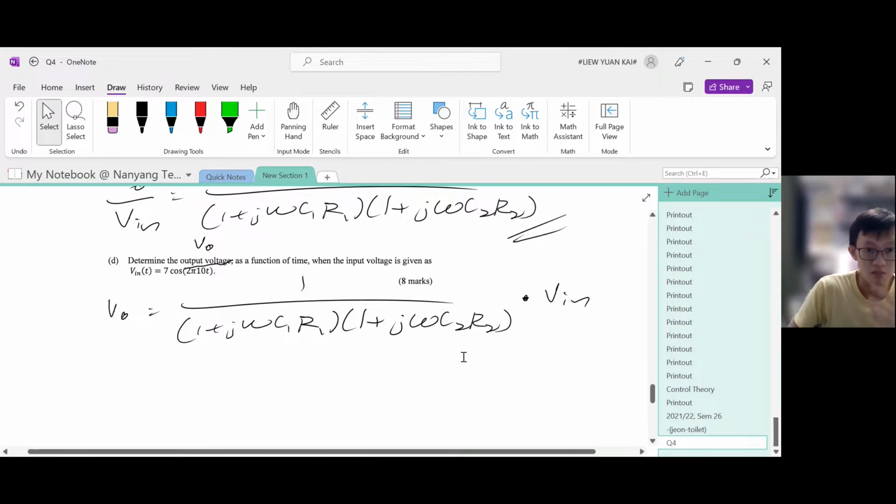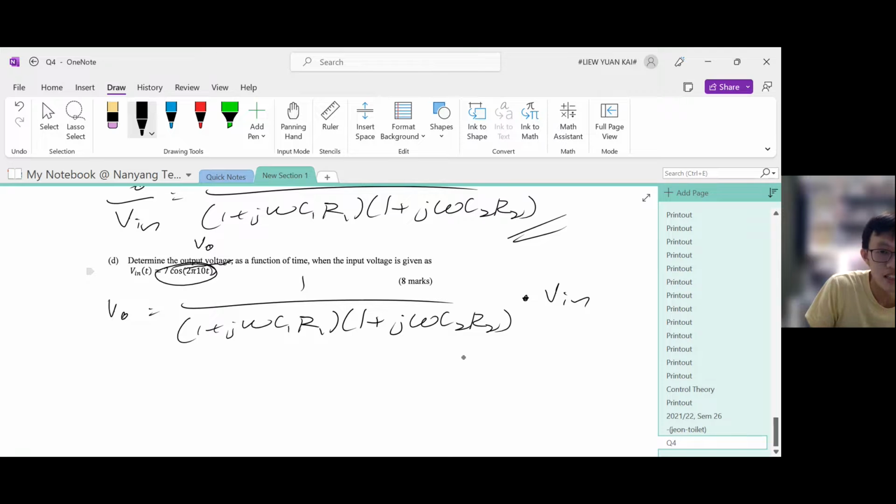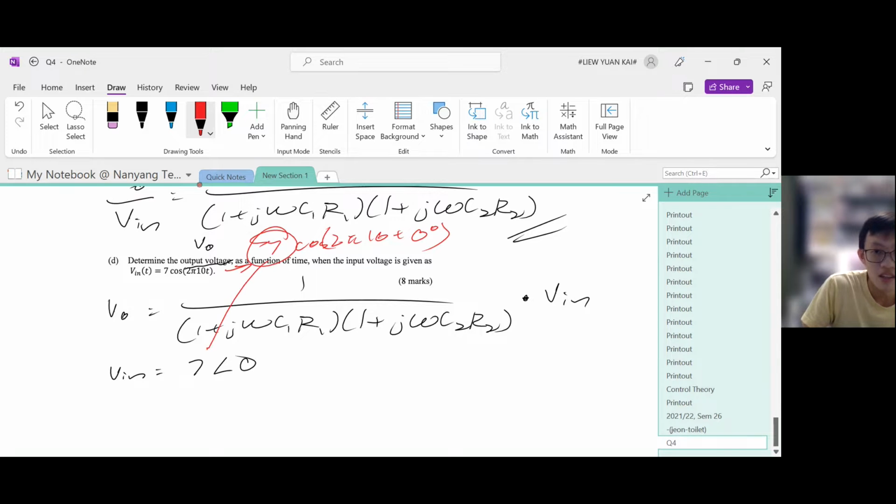So now we have to plug in the numbers. V in is given by this, right? So we have to change it to a phasor. V in as a phasor is 7 at an angle of 0, right? Because remember, if it's in the format of 7 cos 20 pi t, it's actually a phase of 0 here. So I just take the amplitude and then I take the phase. So that's my V in.